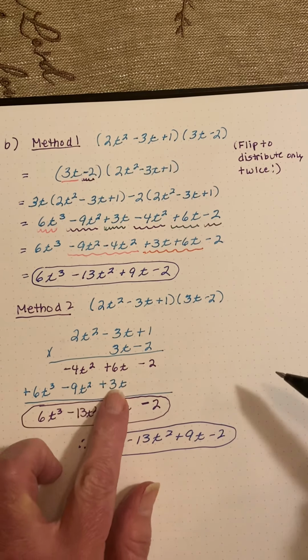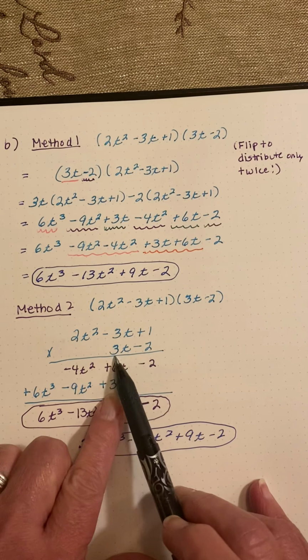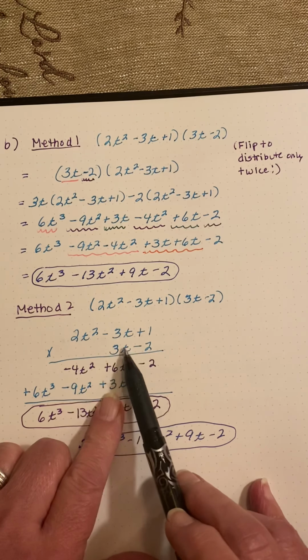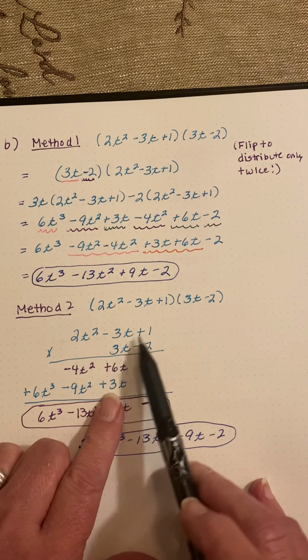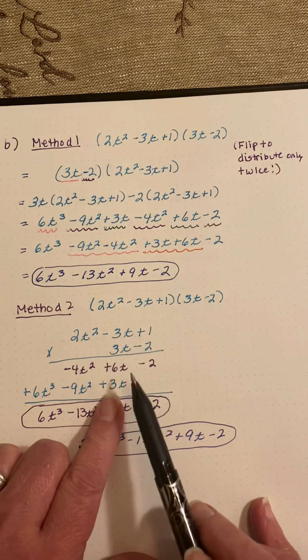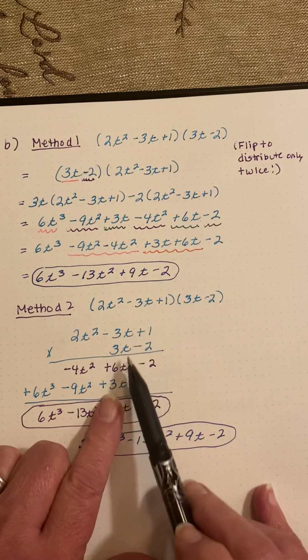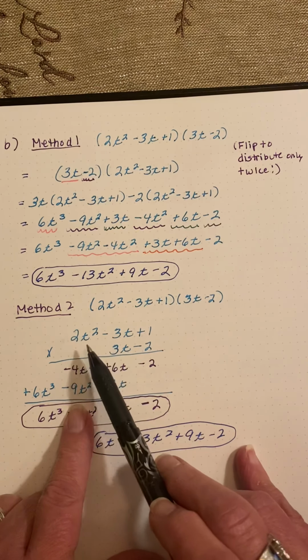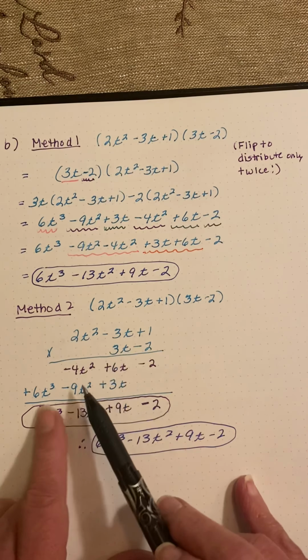I move one place over because I have my next place, multiplying through by positive 3t. Positive 3t times 1 is positive 3t. 3t times negative 3t is a negative 9t squared. And 3t times 2t squared is positive, of course, but it's 6t to the third.